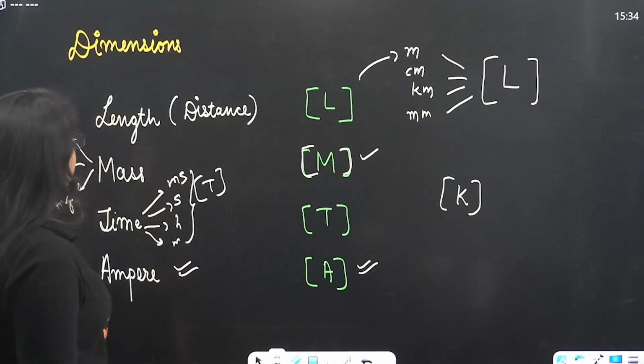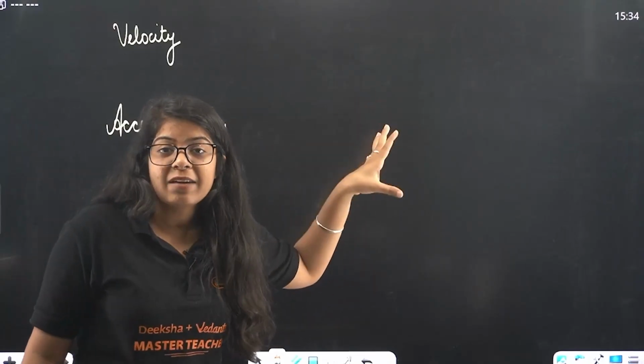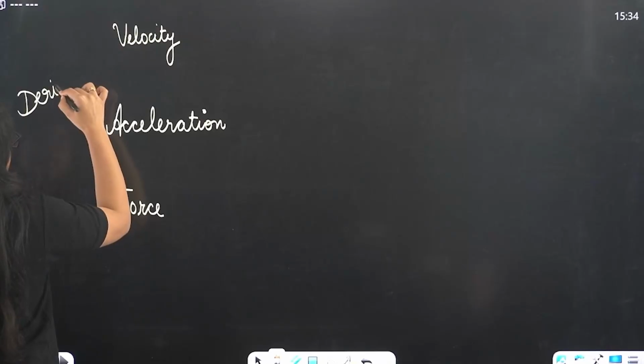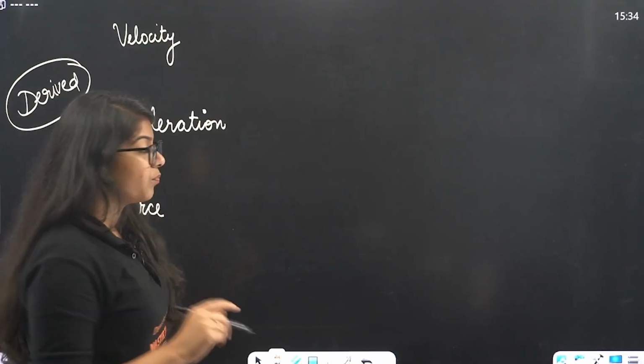Now let's try and see some questions. Let's see some dimensions. Now we derived the units of these quantities. These are derived quantities, right? So we derived their units. Let's derive their dimensions now. Ma'am, how will we do that?